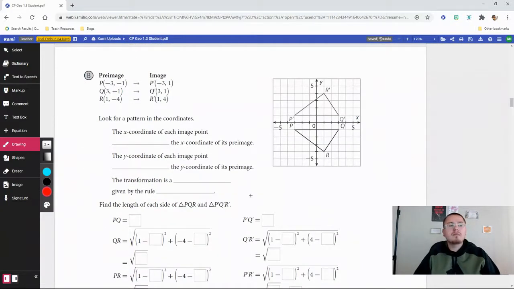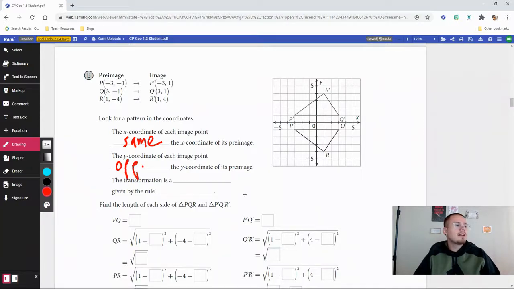Practice. The first thing I would do is ask myself, what does this look like? And it's clearly not a translation. Is it a reflection? Is it a rotation? It's got to be one of those. So I see the preimage, I see the image. It looks like the x's stay the same. And the y's are the opposite.